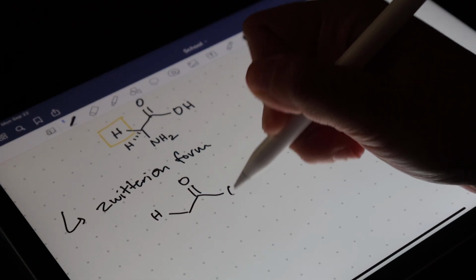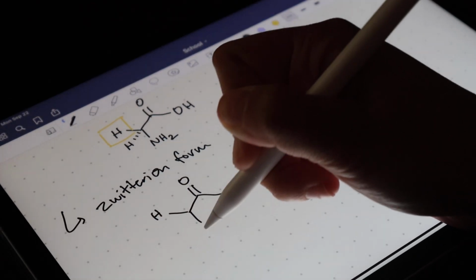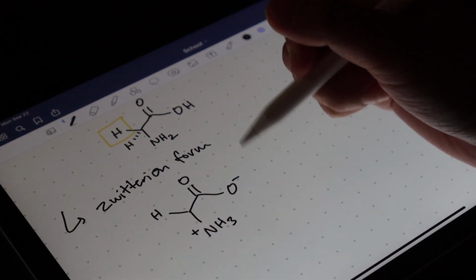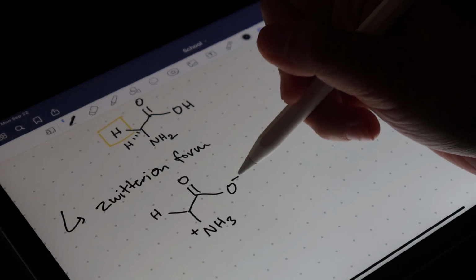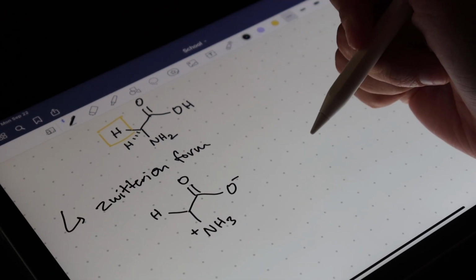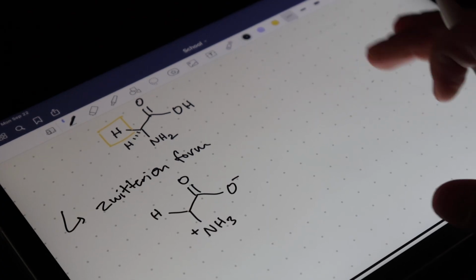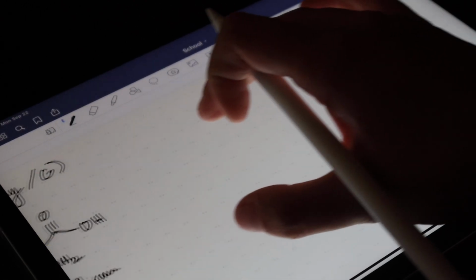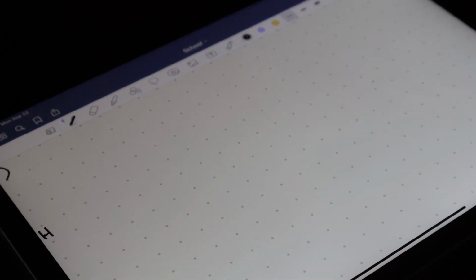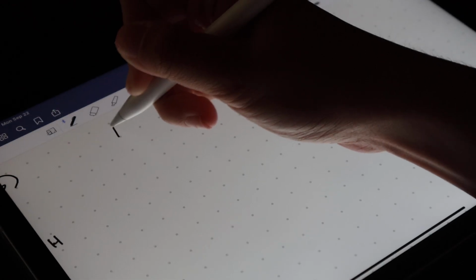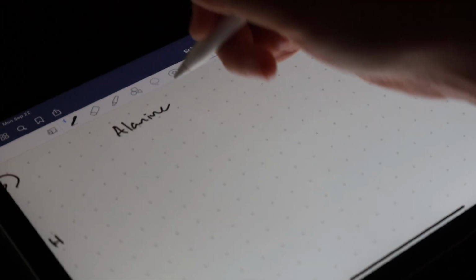But then a lot of the times you'll also see it drawn like this, where on the carboxyl group it'll get deprotonated and the amine will steal that hydrogen, but same amino acid, and we're not really talking about their ionization states or anything.